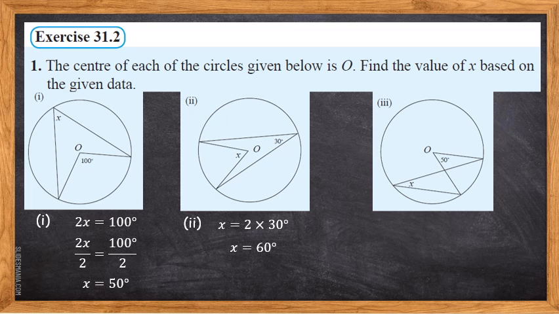Then third part. Look at the third part. Here again, these are two angles subtended by the same arc on the center and the remaining part of the circle. Here, this is the angle subtended on the center. This is the angle subtended on the remaining part of the circle by this minor arc.